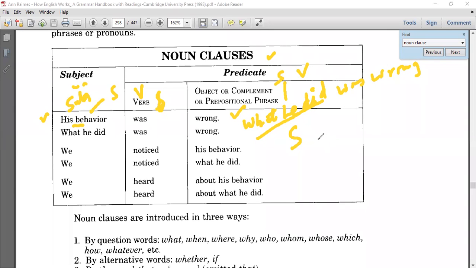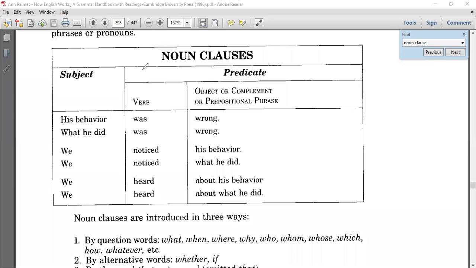So, in noun clauses, what happens? A clause acts as a subject. So, here, what he did is a clause and is acting as a subject, and was is a verb, and wrong is a complement. So, this whole thing is a noun clause. Do you understand this?